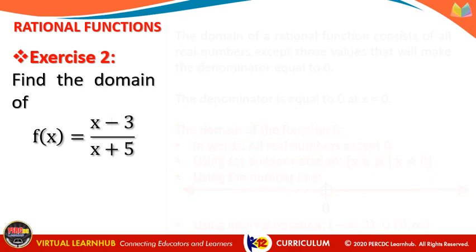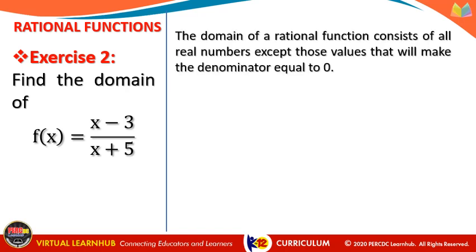Sige, other examples tayo. Find the domain of f of x equals x minus 3 over x plus 5. Again, the domain of a rational function consists of all real numbers except those values that will make the denominator equal to 0. Ano ba yung denominator natin? It's x plus 5. So ito yung tanong, kailan ba magiging 0 ang x plus 5? E di ang gawin natin, yung x plus 5, i-equate mo sa 0, tapos solving for x, you will get negative 5.